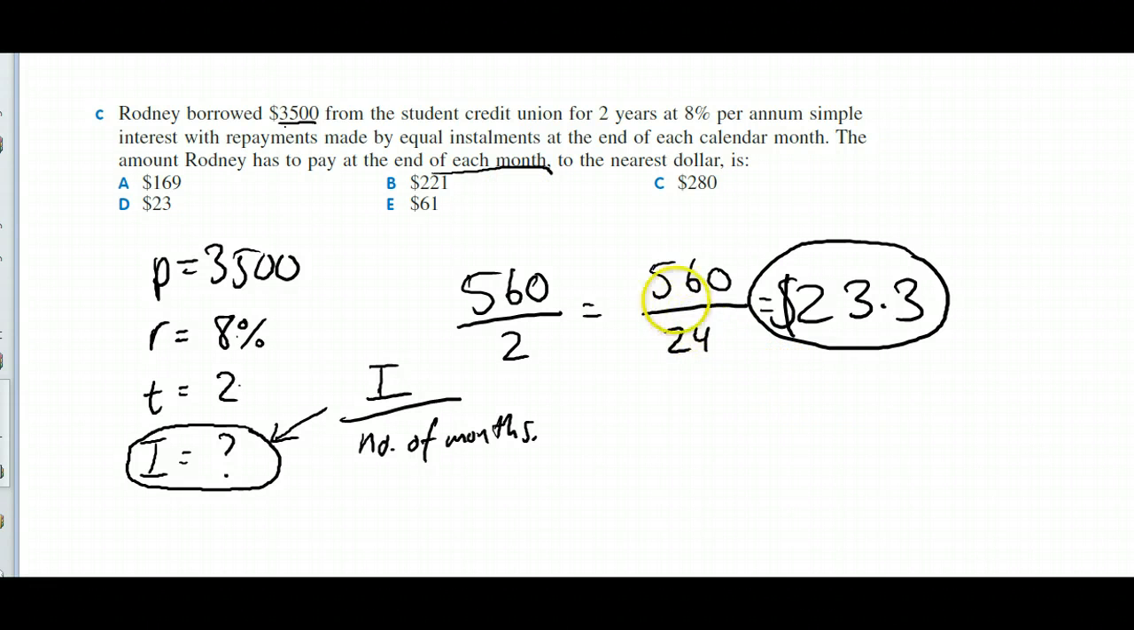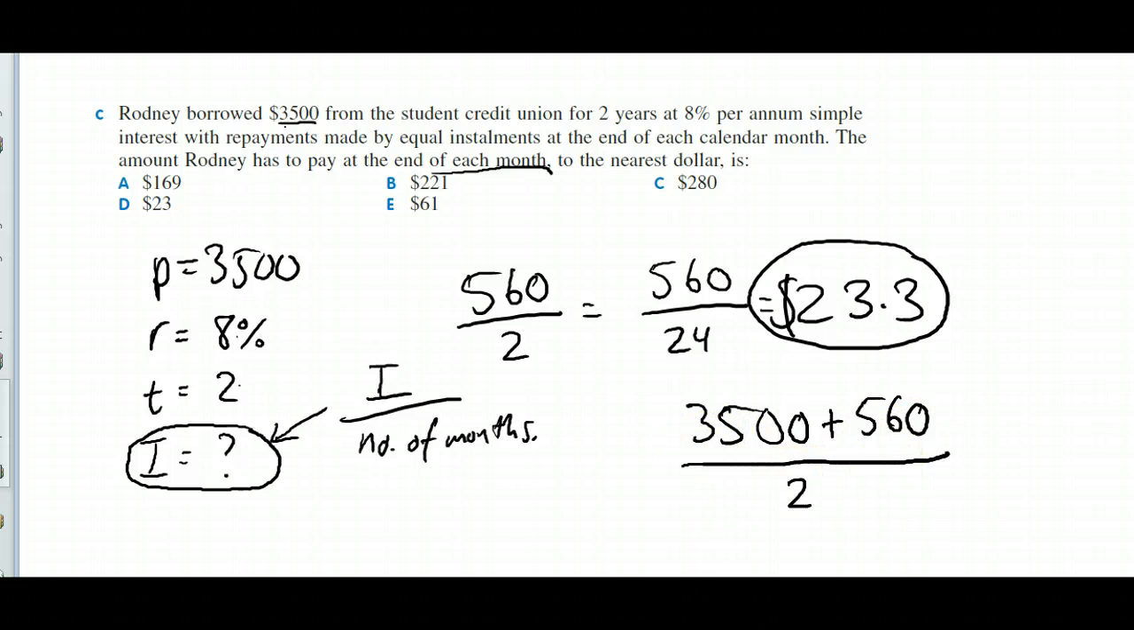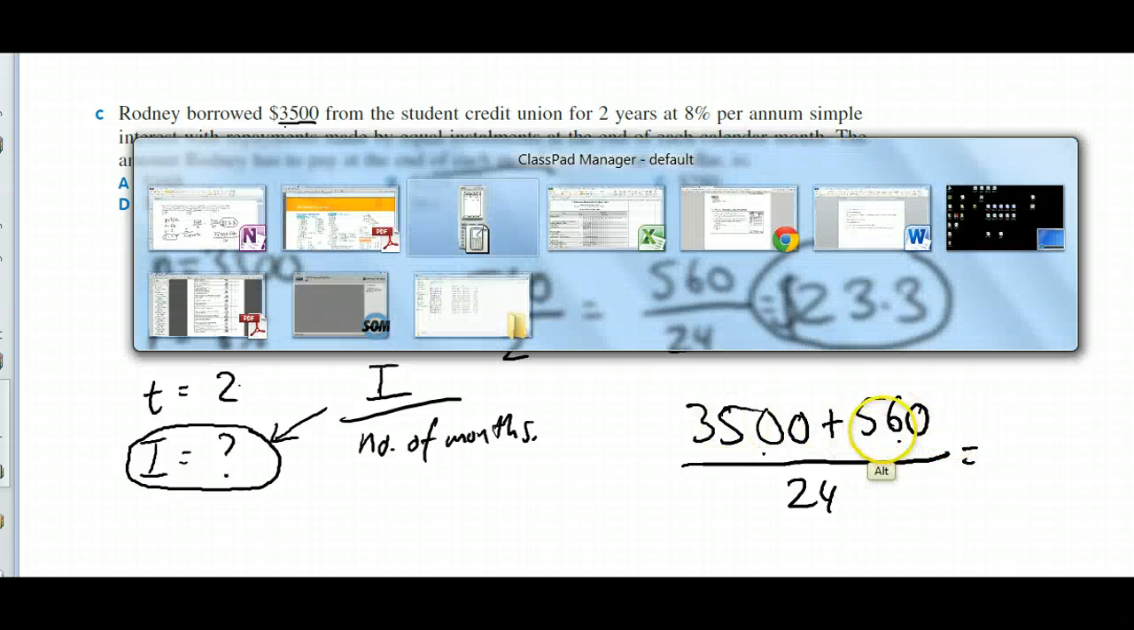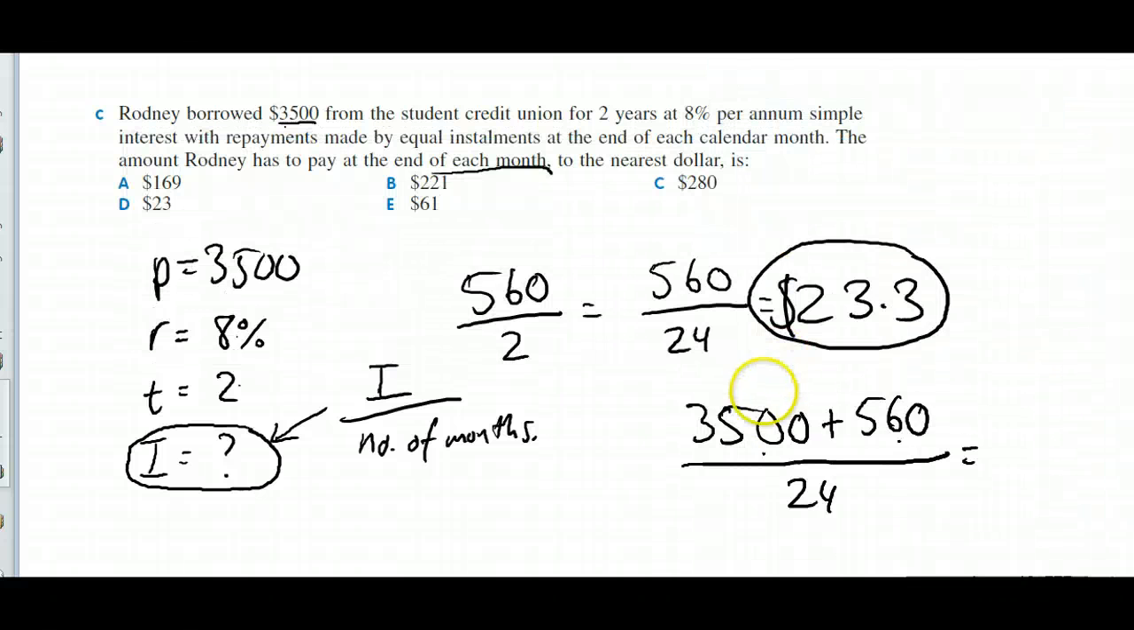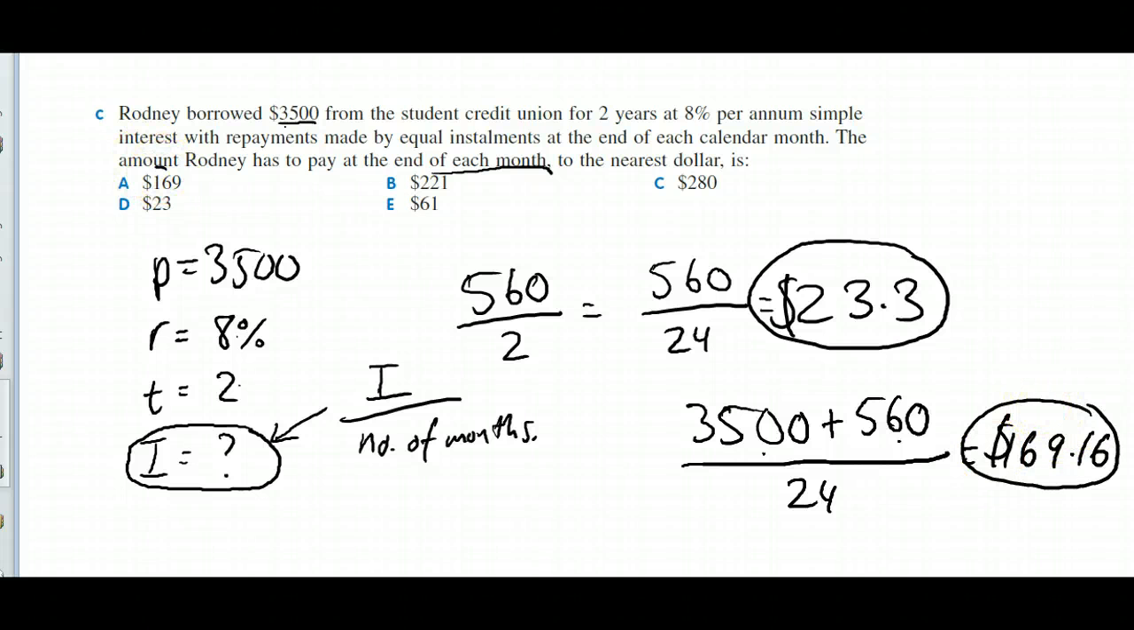So in fact what we might do is add up the two amounts, 3,500 plus the amount of interest, which is 560, and divide that by 24, because he doesn't just have to pay the interest back, he's also got to pay back the principal amount. So when we put that into the calculator, which is 4,060 divided by 24, we get $169.16. That's what he's got to pay back every month, and so that's going to be answer A. There we go.